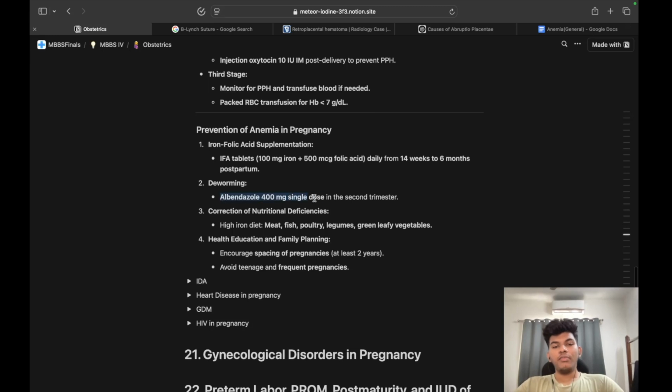Deworming: albendazole 400 milligram single dose in the second trimester. Correction of nutritional deficiencies: a high iron diet including meat, fish, poultry, legumes, green leafy vegetables. Health education and family planning: encourage spacing of pregnancies at least 2 years, so between every pregnancy a 2 year gap. Avoid teenage and frequent pregnancies.